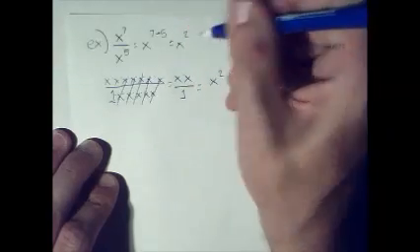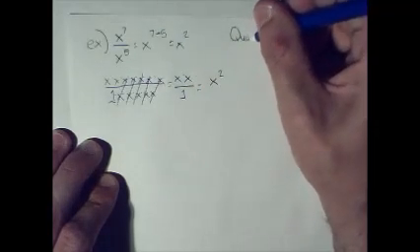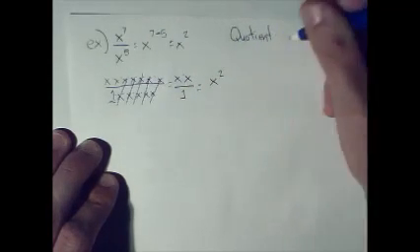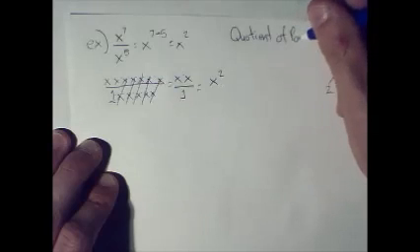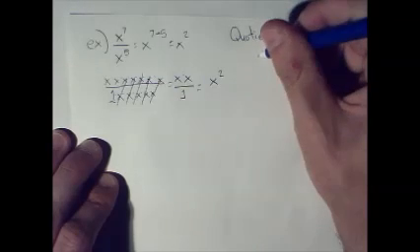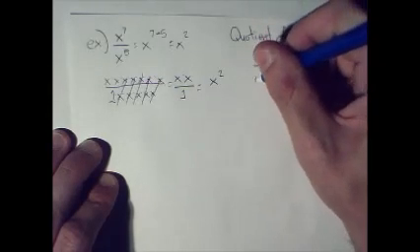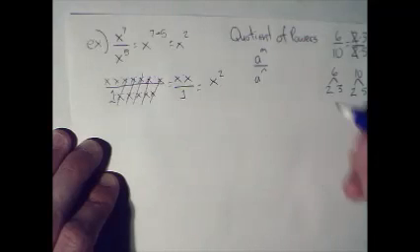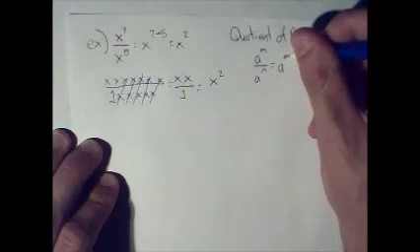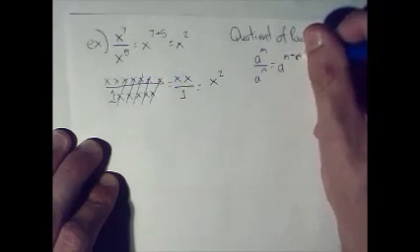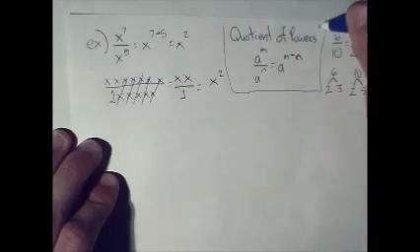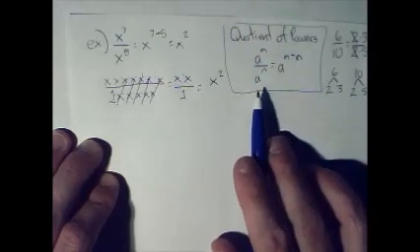When we have what we're going to call a quotient, a division of 2 powers. If I have a to the m over a to the n, this is when I would subtract: a to the m minus n power. Quotient of powers. This one I would subtract.